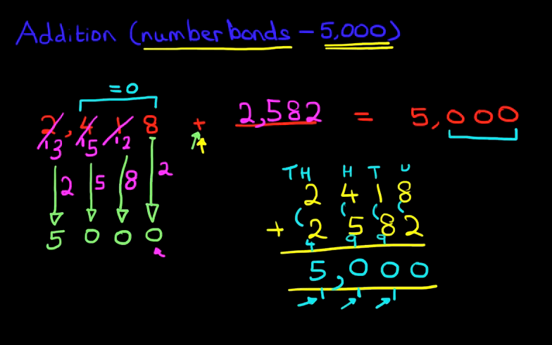The answer was 2,582. So that is how we work out number bonds to 5,000.